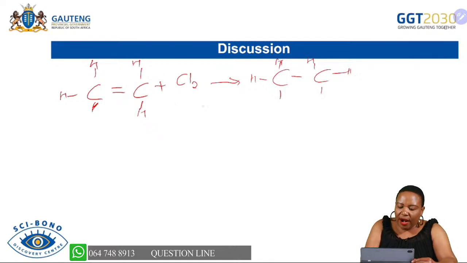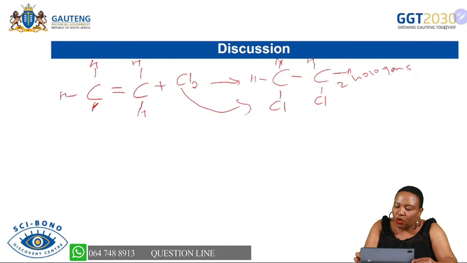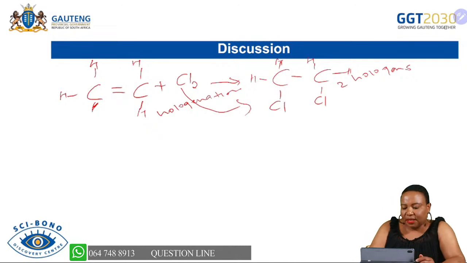Therefore, what are we going to do? We are now going to add this halogen. It means we are going to put Cl and Cl. If you look at this Cl and Cl, we can see that this haloalkane is having 2 halogens. So immediately when your haloalkane has 2 halogens, you know that it means this was from halogenation. I'm going to do an example with hydrohalogenation on the same slide.